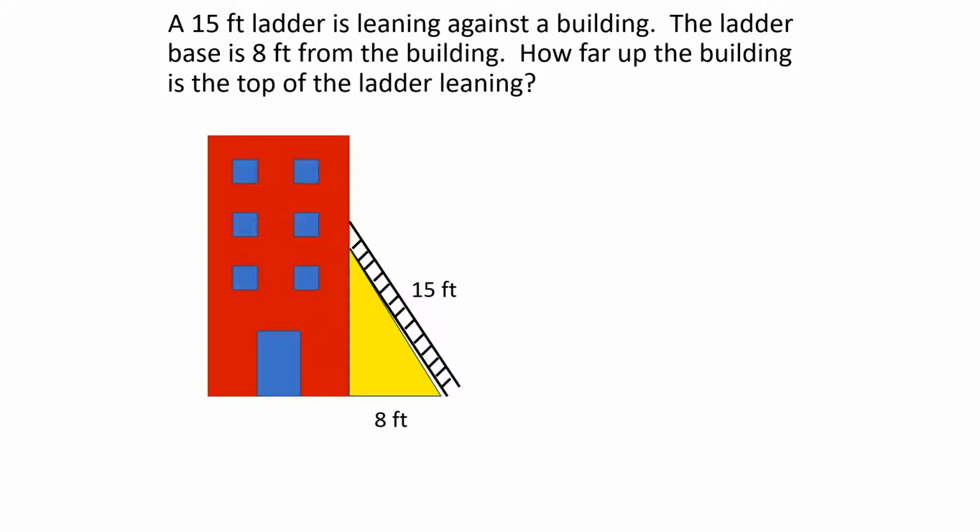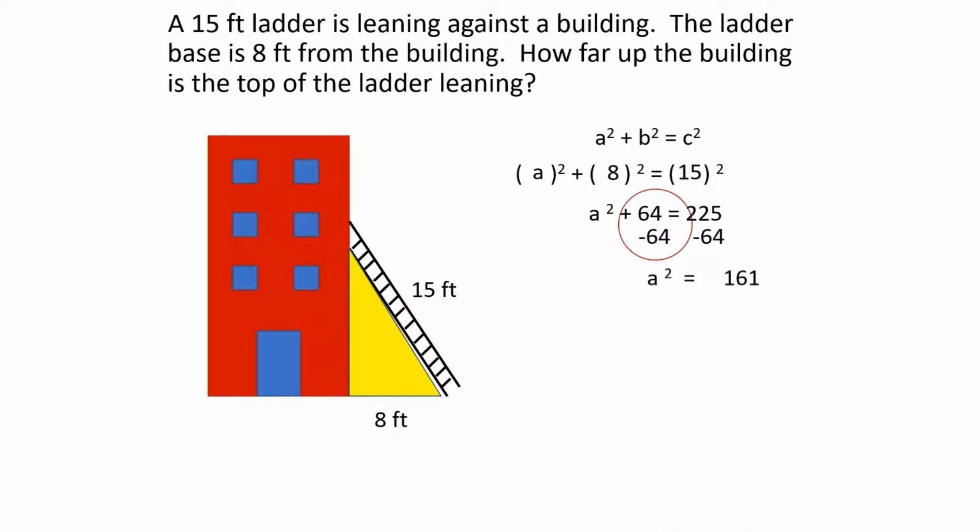The majority of people tackling this problem, I've actually had this problem on tests before. And most people, when they're doing this problem on a test, they mess up what the 15 feet is. They'll actually label the building with the 15 feet, not the ladder. The ladder is a 15-foot tall ladder. Okay. Once you have it laid out, it's really quite easy. You plug into the Pythagorean Theorem. 8 squared 64, 15 squared 225. Subtract off the 64 and take a square root to find that A is 12.7 feet up the building.